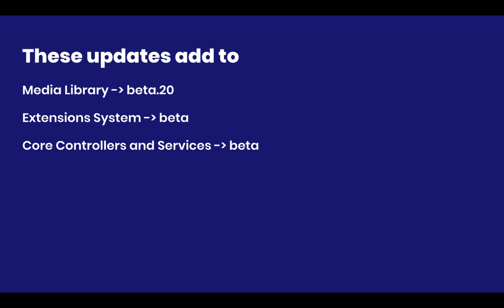And so the other updates that we got throughout the beta version were the media library, which basically simplifies the way in which you upload your files. Then the extension system, which simplifies the way in which you override your plugins. And then you have your core controllers and services, which basically makes your entire API folder way less cluttered.